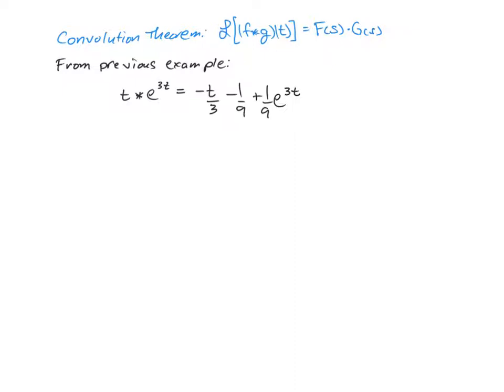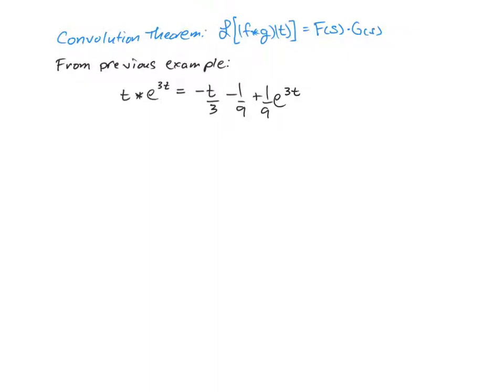All right, so in the first part of our example, we went through and found the convolution of t and e to the 3t, and we found that it was equal to negative t over 3 minus 1/9 plus 1/9 e to the 3t. The next thing we're going to do is take the Laplace transform of both sides to verify that this does hold up. It doesn't verify or prove the theorem, but it's a good demonstration of the theorem.